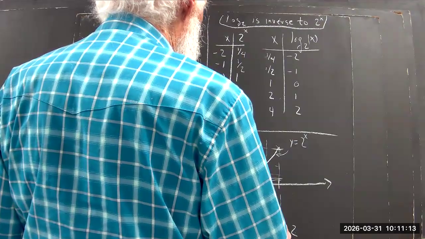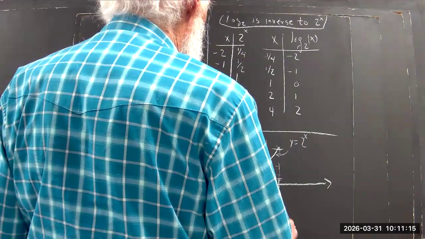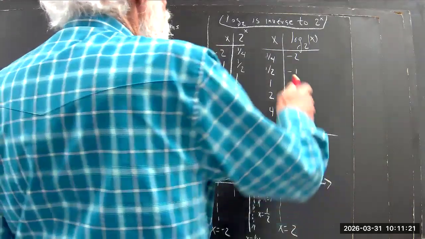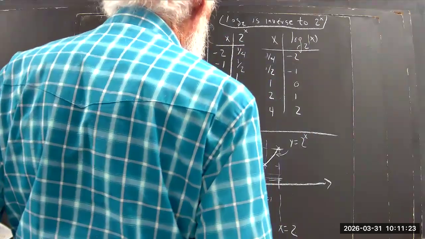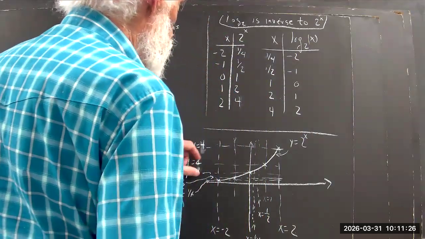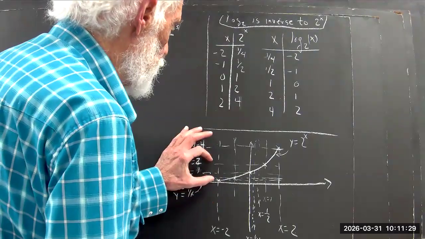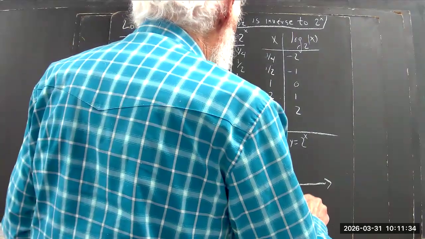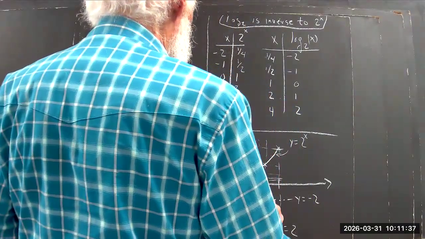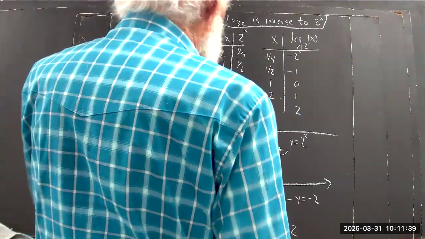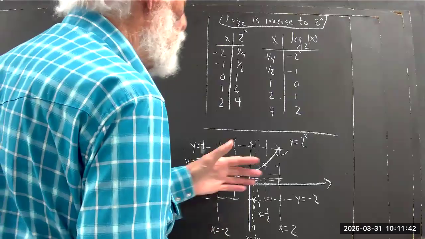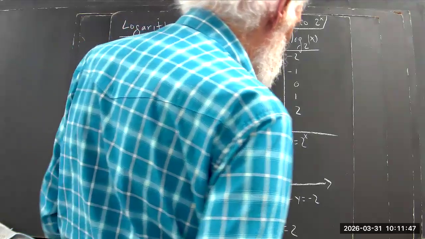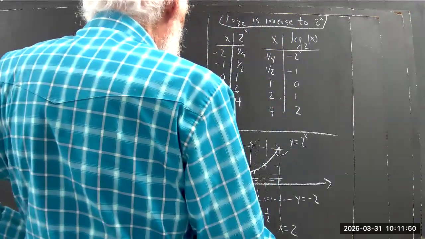x equals 1/4 on this line, x equals 1/2 on this line. Okay, when x is 1/4, y should be -2. Where's -2? Well, -2 is as far below the x-axis as 2 is above. So I'm going to say this -2 line is maybe here. So that when x is 1/4, y equals -2, we draw the point at the intersection of the x equals 1/4 line and the y equals -2 line. Then we have a point.